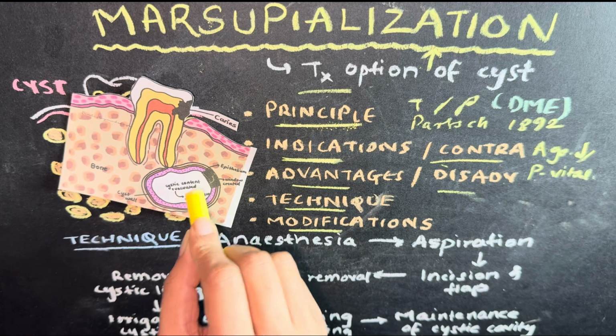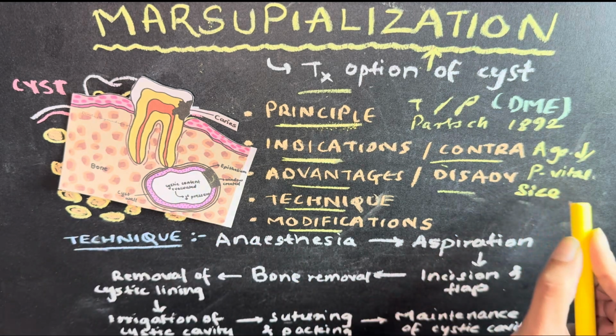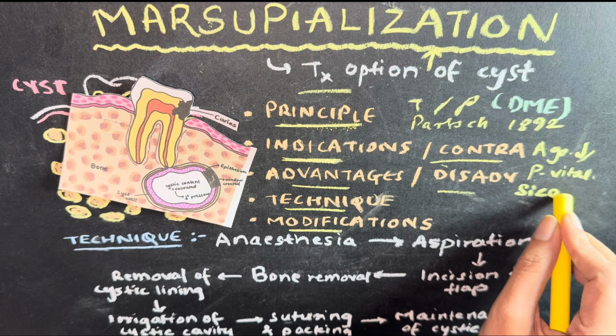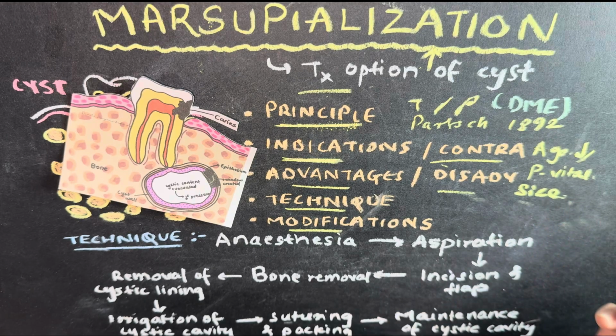the cystic content. The next is the size of the cyst. Now if the cyst size is very large, in that case if you go for enucleation, it can result in pathological fracture.